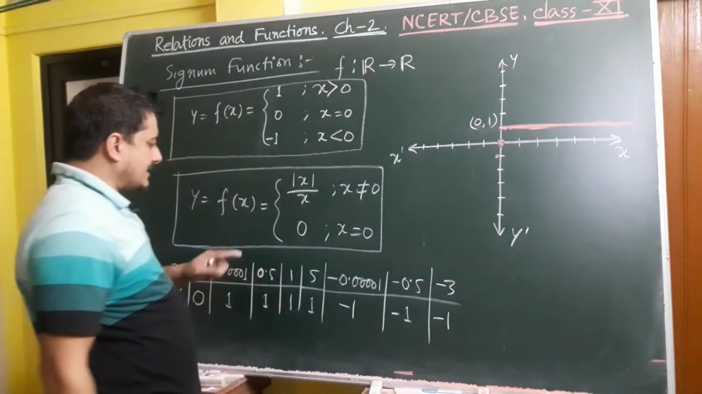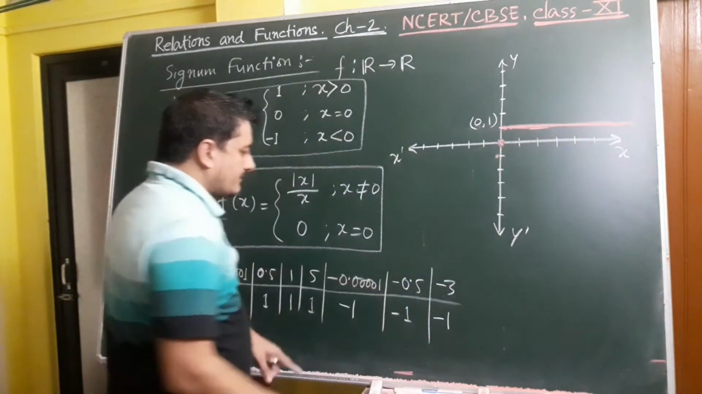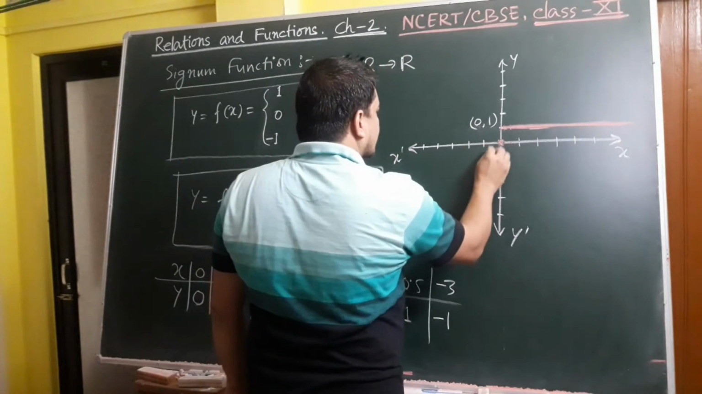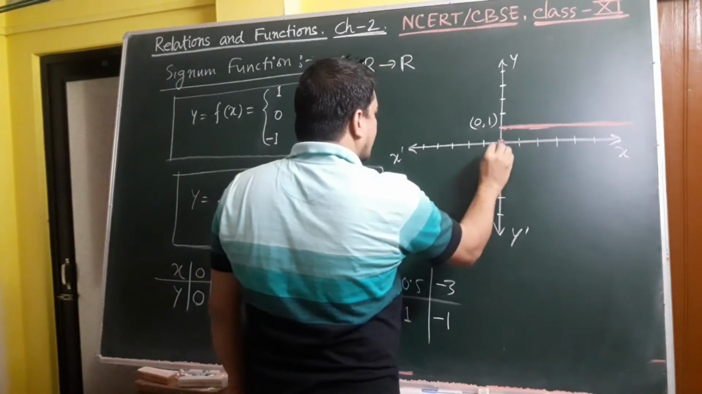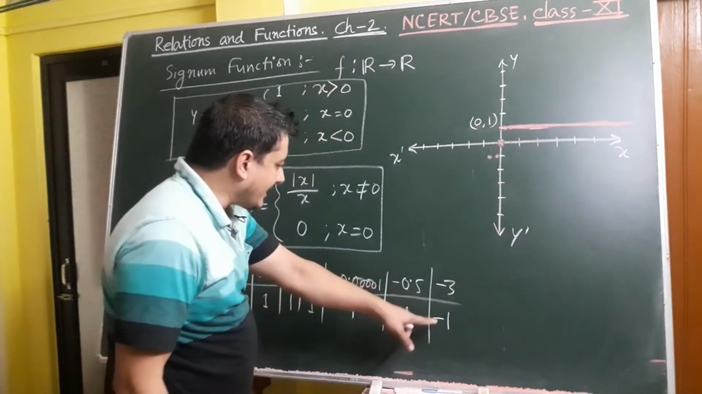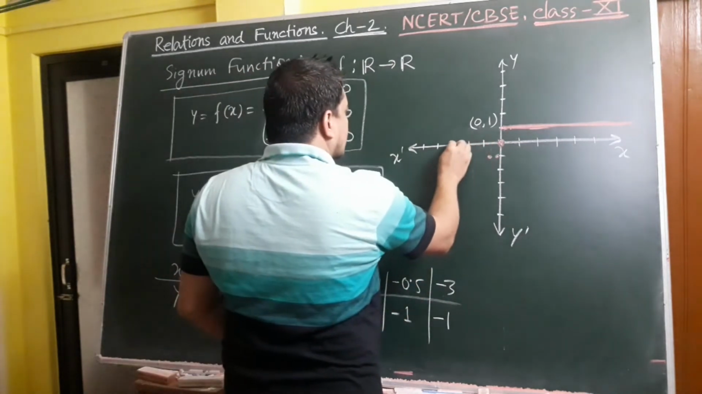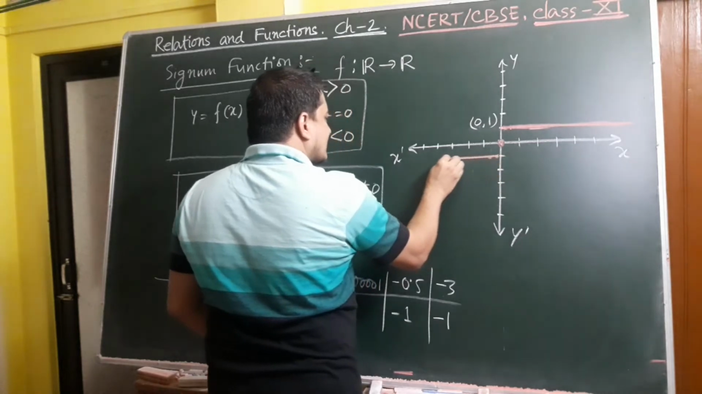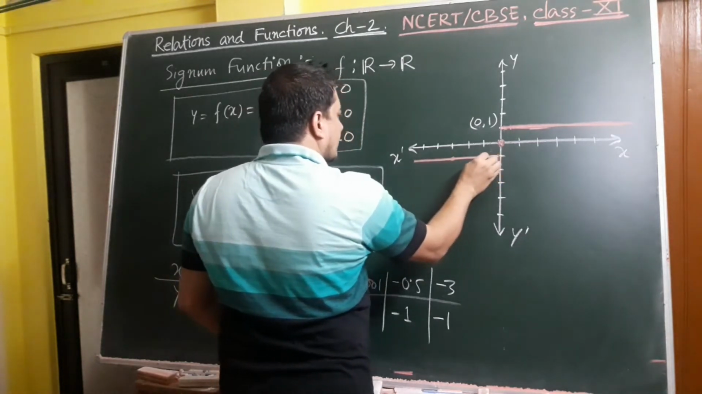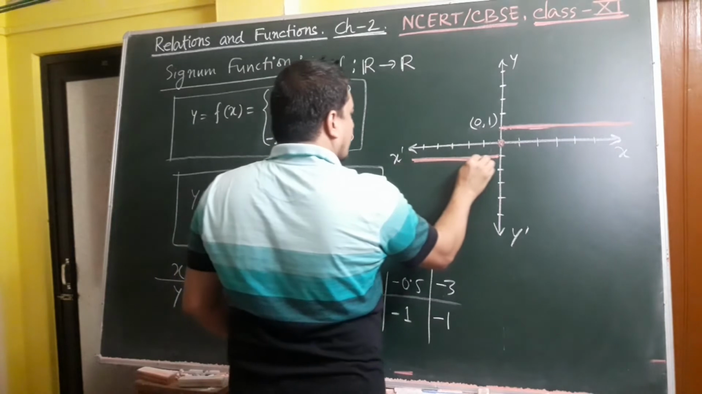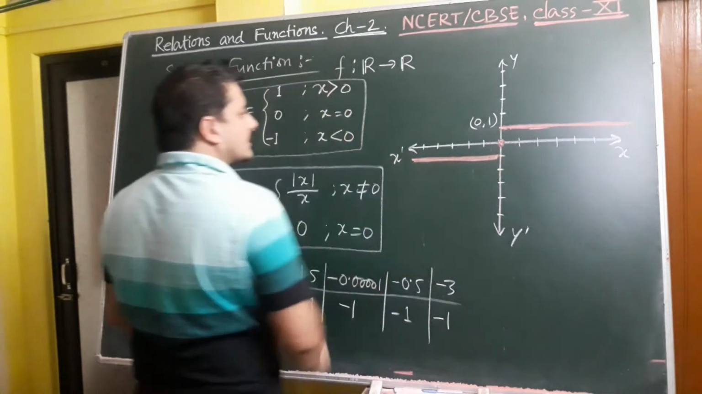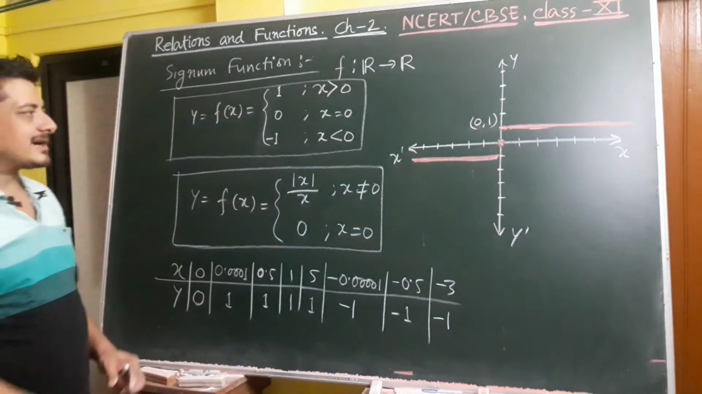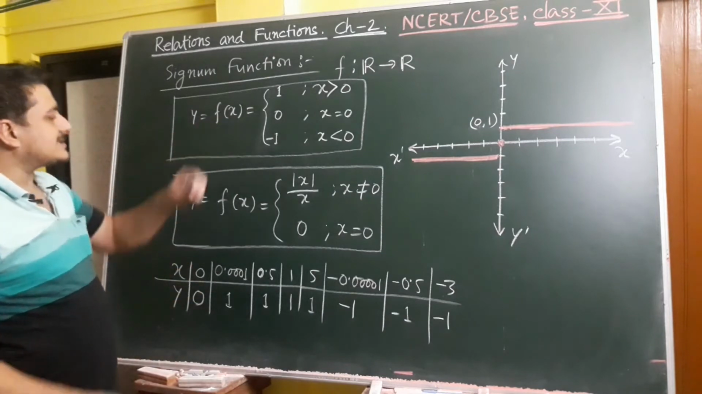Then for minus 0.5 it is minus 1. Then for minus 1, 2, 3 it is minus 1. So again, you connect all these points, and you get this one. So this will be the graph of this Signum function.